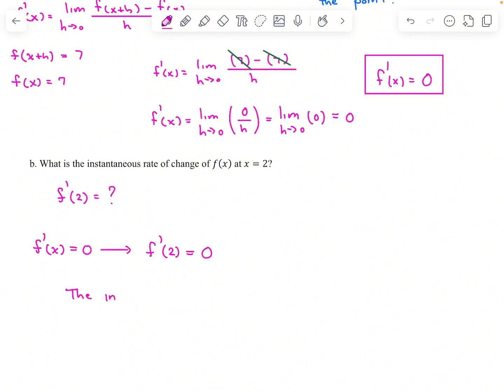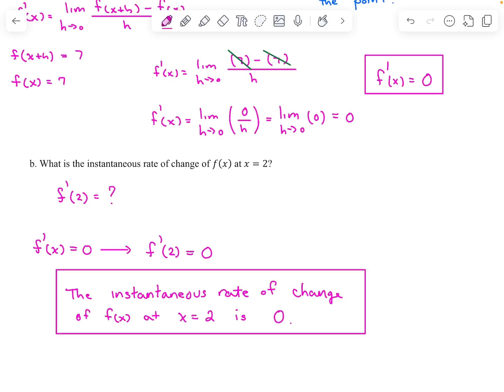So the instantaneous rate of change of f of x at x is equal to 2 is 0. And we are done.